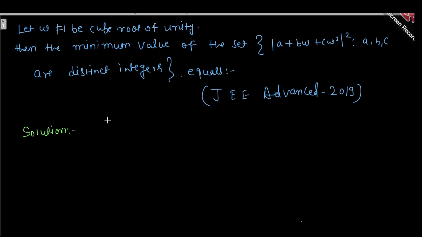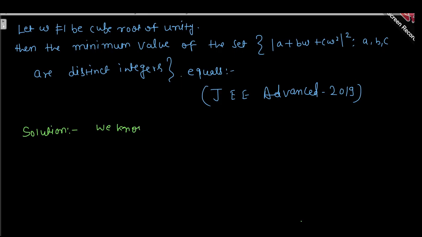Today we are solving a really interesting problem from JEE Advanced 2019. It's about cube roots of unity and finding a minimum value using some neat algebraic identities. Let's start. So we have given omega is a cube root of unity and we have to find out the minimum value of the set mod of a plus b omega plus c omega square, where a, b, c are distinct integers.